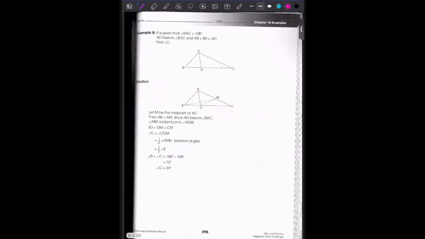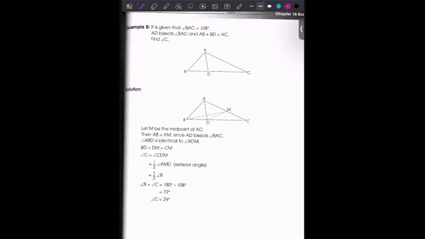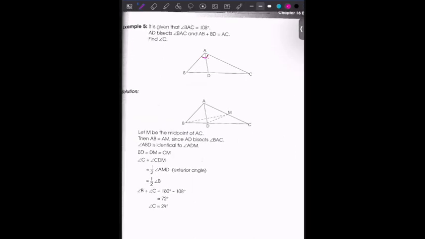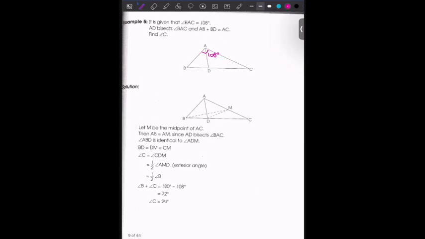Now we're going to look at our last example. It is given that angle BAC equals 108 degrees. AD bisects angle BAC, and AB plus BD equals AC. And we're looking for angle C.